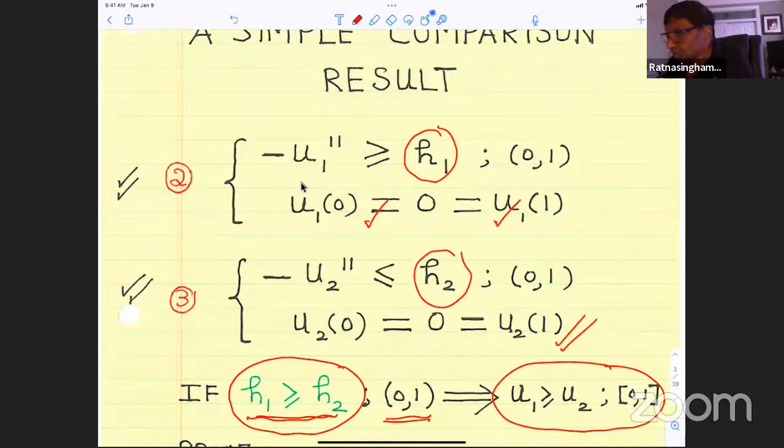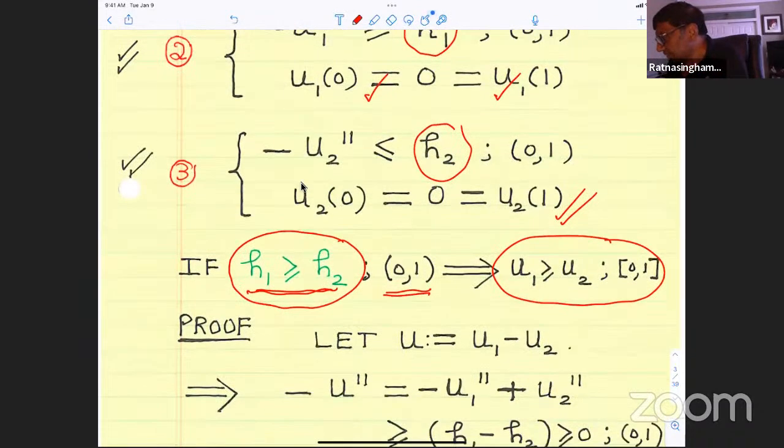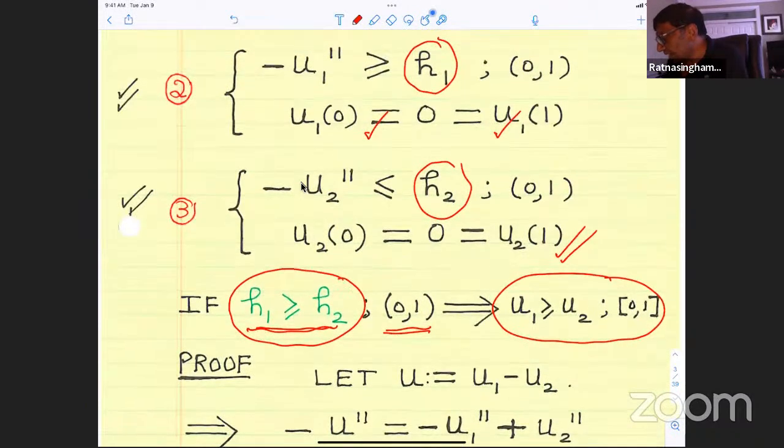So this just follows from the previous slide that I talked about, the simple maximum principle, or whatever you want to call it. So the proof is fairly simple. So you take a function u, which is u1 minus u2. This is the typical way of showing. People who are working in differential equations, they'll always do that.